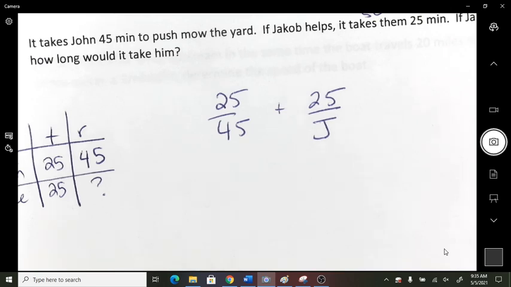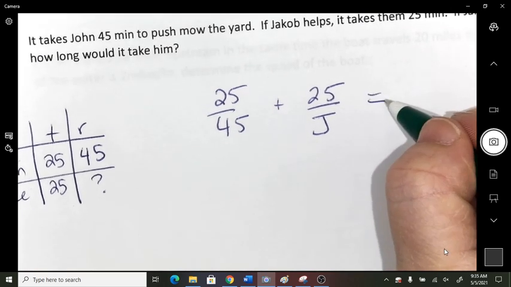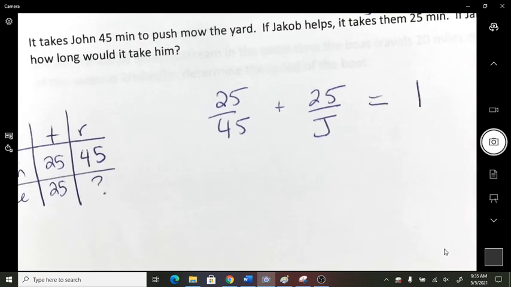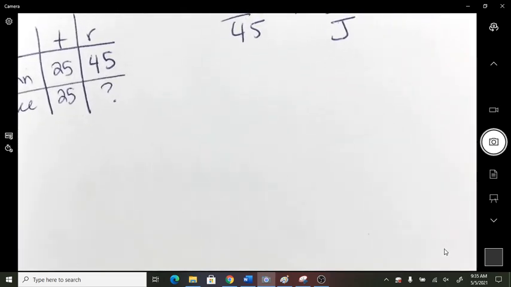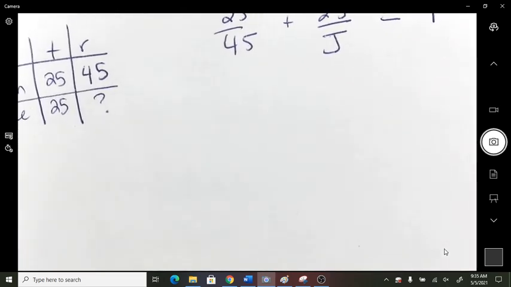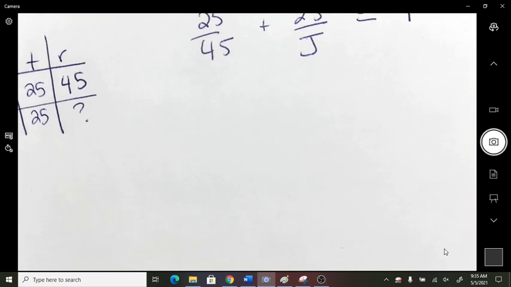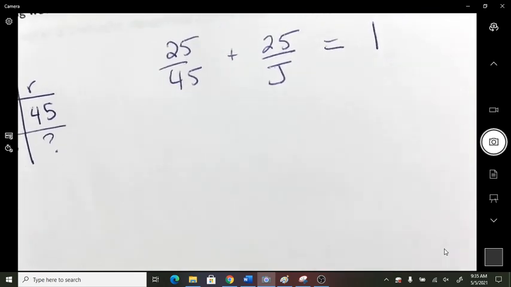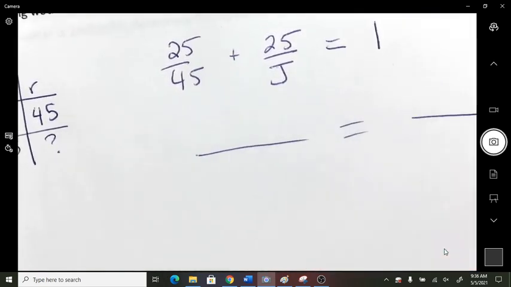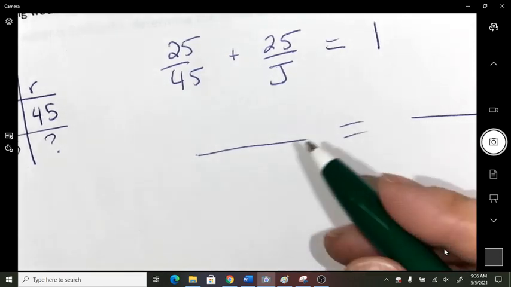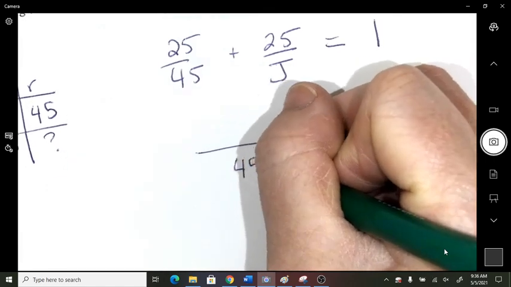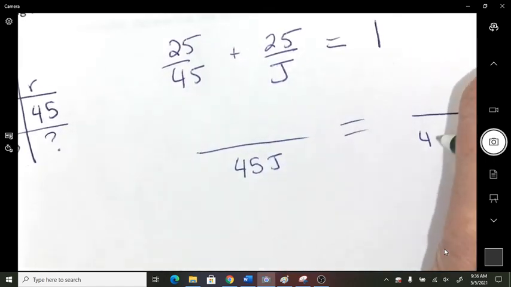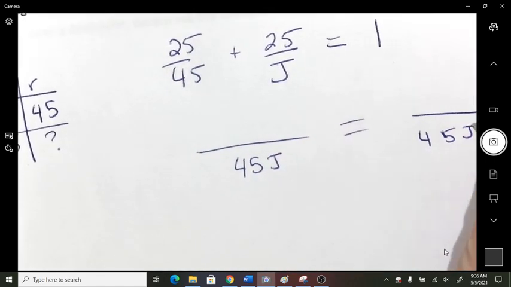And what happened when they worked together? They completed the whole job. So, cross multiply, common denominator drop. That's what you're thinking. So common denominator drop. So I need to have a 45 and a J in there.